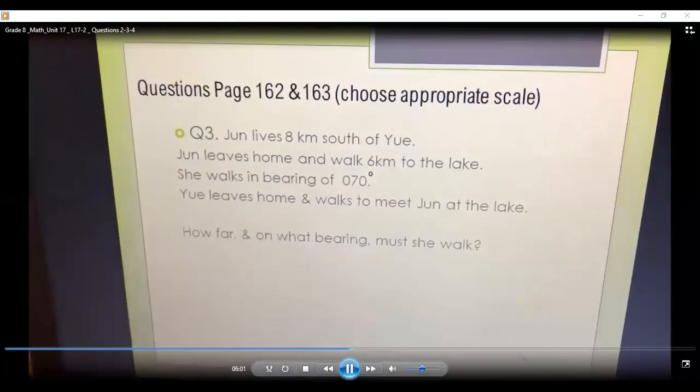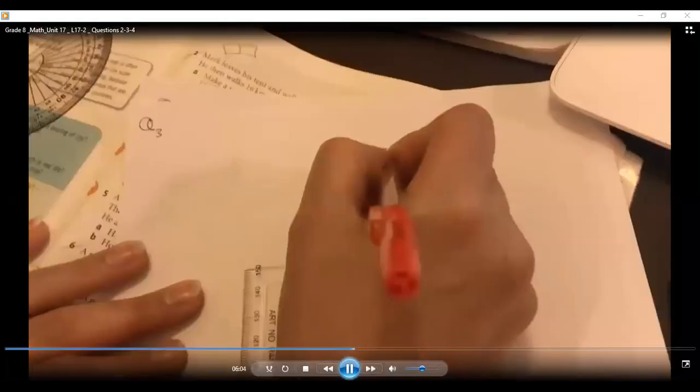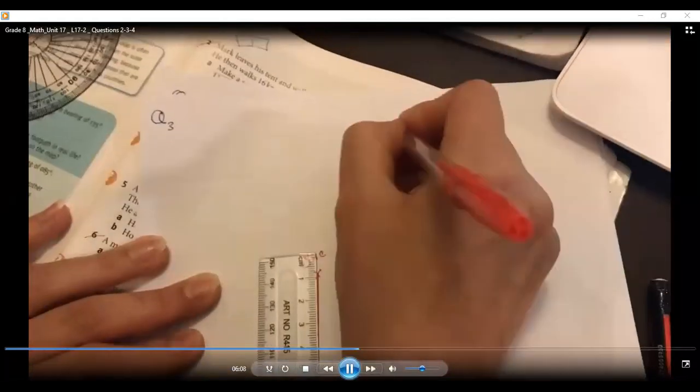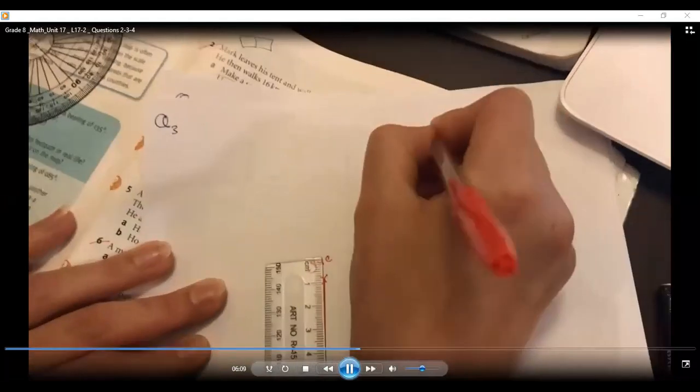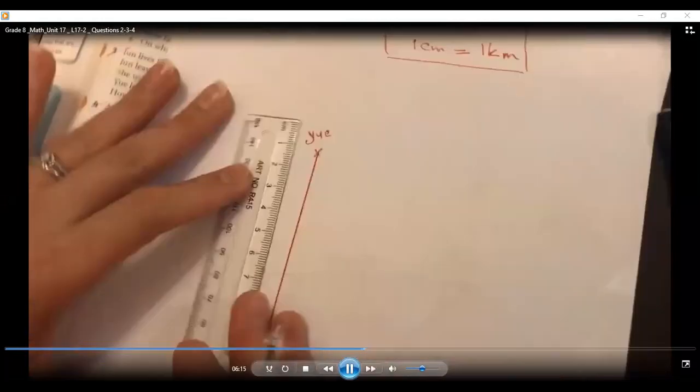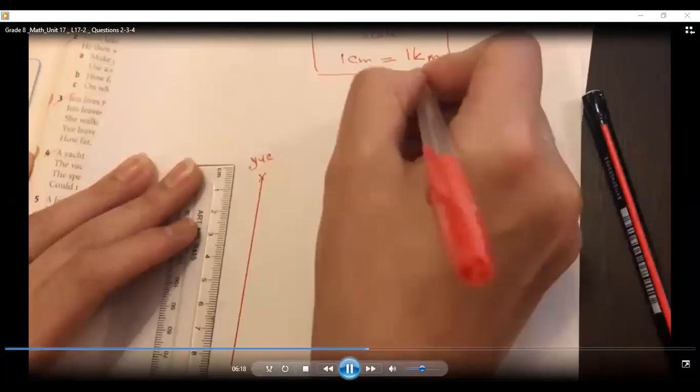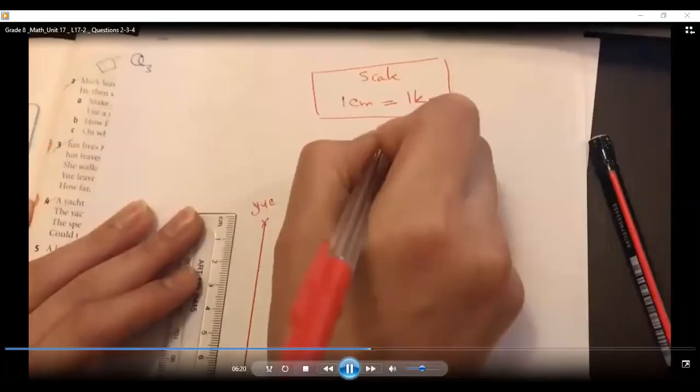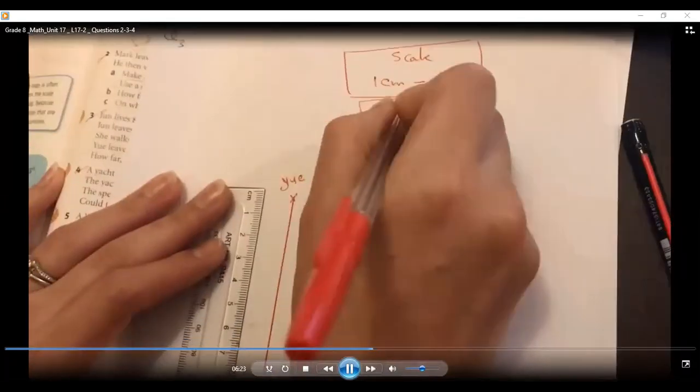For this question, I will go by a scale of 1 centimeter equals 1 kilometer. And of course, you can use any other scales. You can use a scale of 1 centimeter to 2 kilometers or whatever. With 1 centimeter to 1 kilometer, we have a distance of 8 kilometers, so it equals 8 centimeters directly.